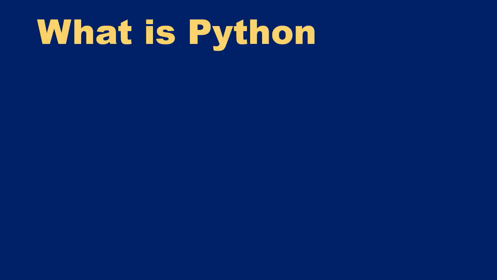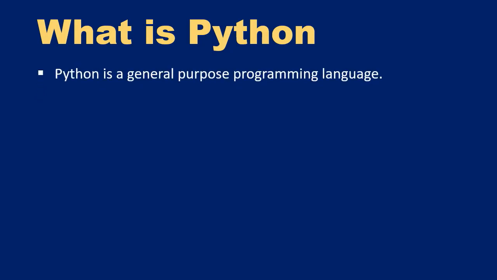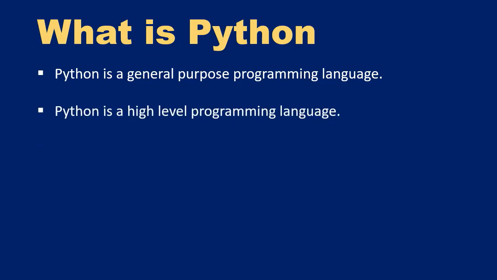Hello and welcome to this video on what is Python. Python is a general purpose programming language. This means it can be used to write computer programs for various things like games, data science, websites, and so on. Python is also a high-level programming language. High-level programming languages mean that the languages of writing computer instructions in a way that is easily understandable and close to human language.